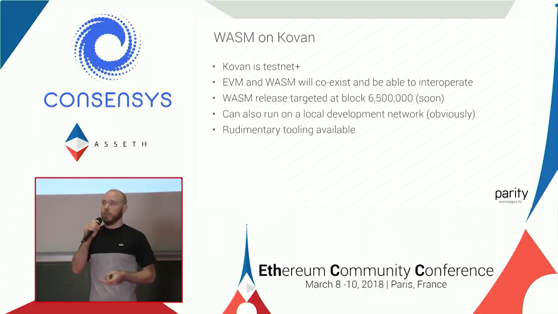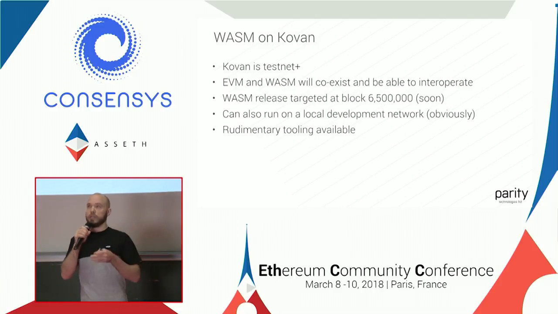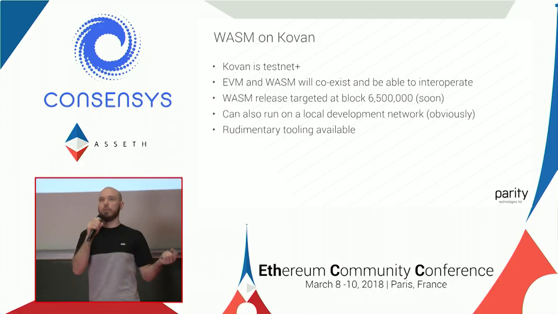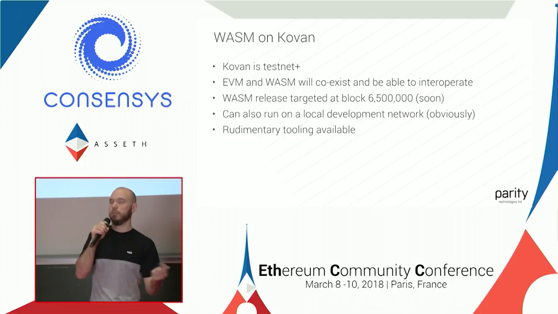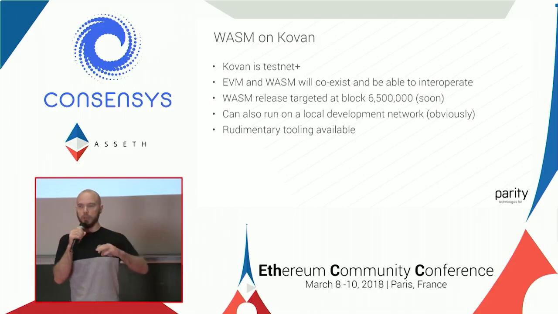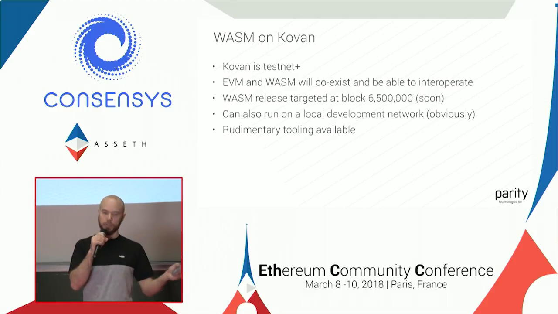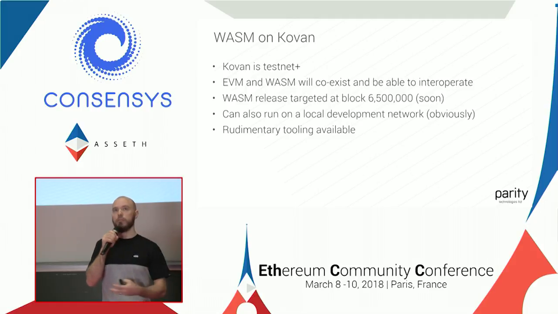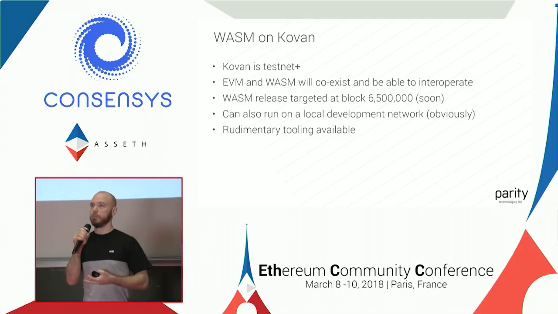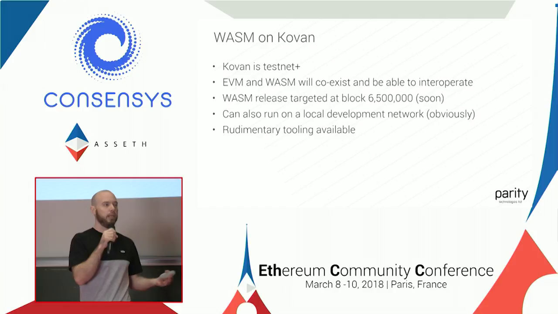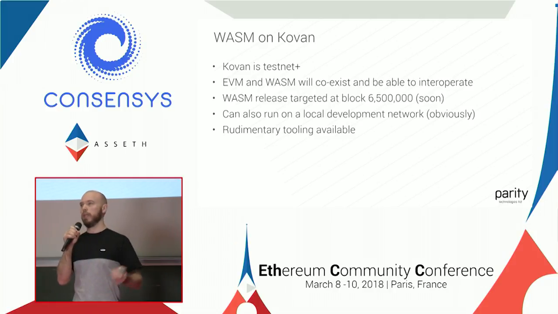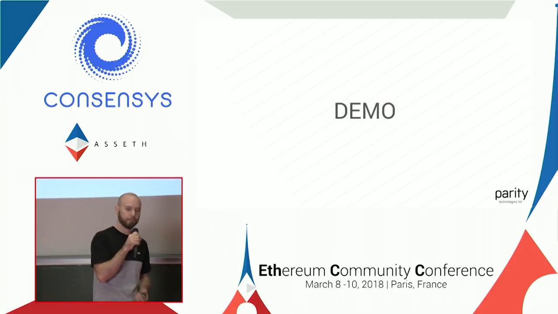What's important to note is that EVM and WASM will coexist on Kovan, so both VMs will be there, and you'll be able to call an old EVM contract from WASM and vice versa. You can obviously also run all of this on a local development network today. That's what I'll be doing. And we've built some rudimentary tooling around this. So we have some libraries for Rust, and we have some tooling to make this process easy.